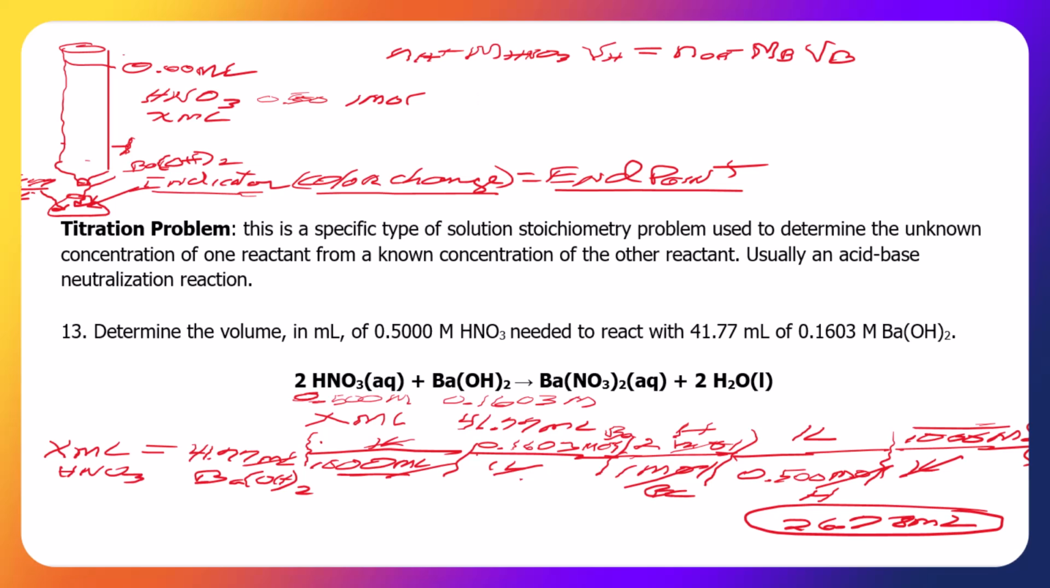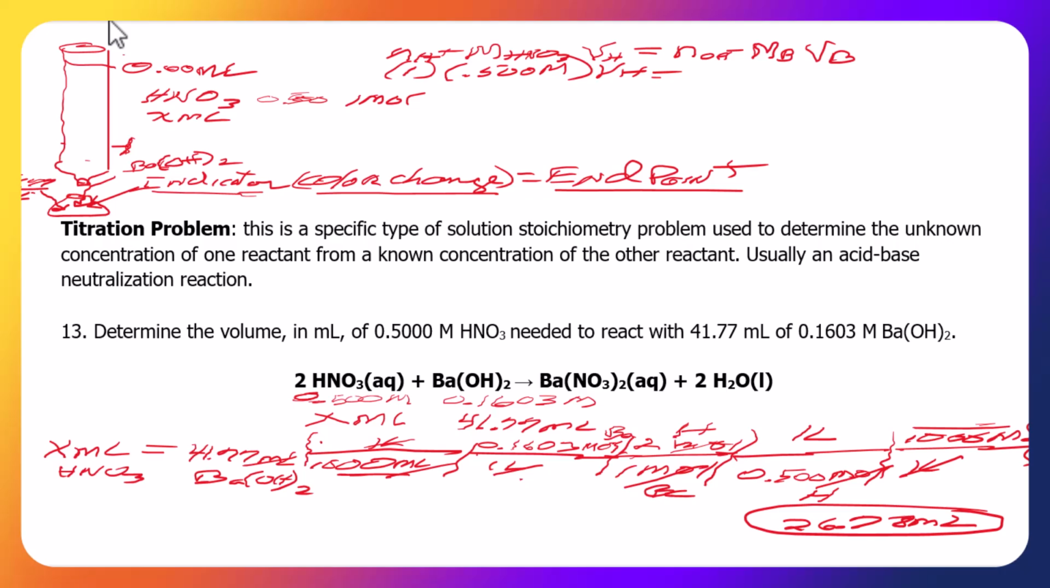So here's the deal. I look at the nitric acid and I say, okay, the number of hydrogen ions per mole of nitric acid is 1. The molarity of the nitric acid is 0.500 molar. We don't know the volume of the nitric acid. That's what we want to know. And we set it equal.